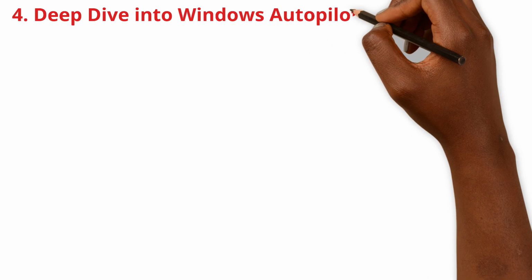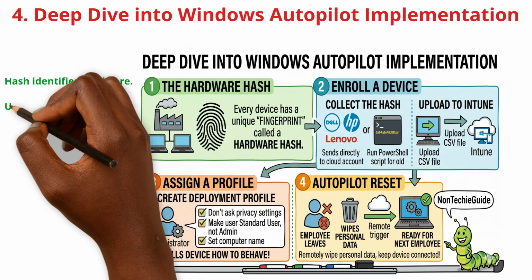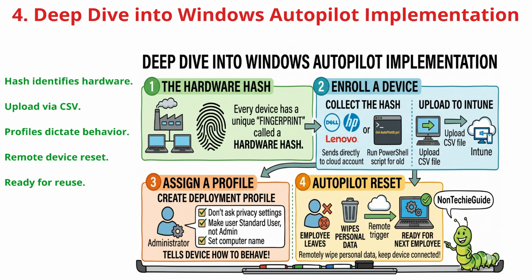To make Windows Autopilot work its magic, the cloud needs to recognize your hardware before it even leaves the factory. Think of it as a digital fingerprint called a hardware hash. For new devices, manufacturers like Dell or HP send this fingerprint directly to your cloud account. For older machines, you can simply run a PowerShell script to grab the ID yourself. Once you have that ID, you upload it to the Intune portal and assign a deployment profile. This profile is the rulebook.